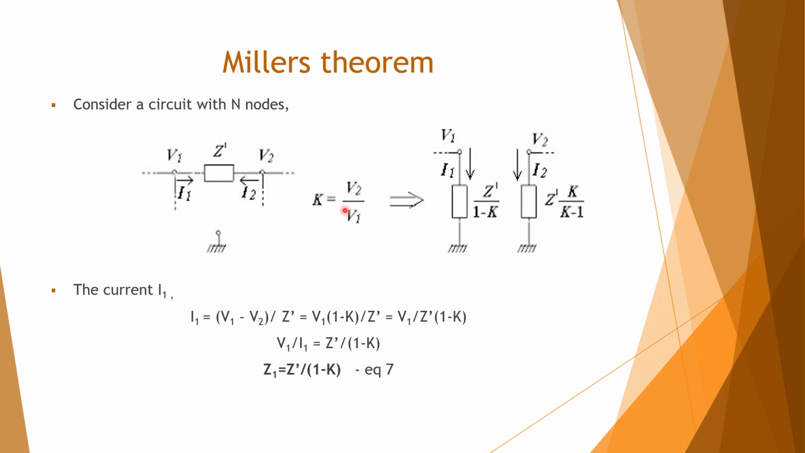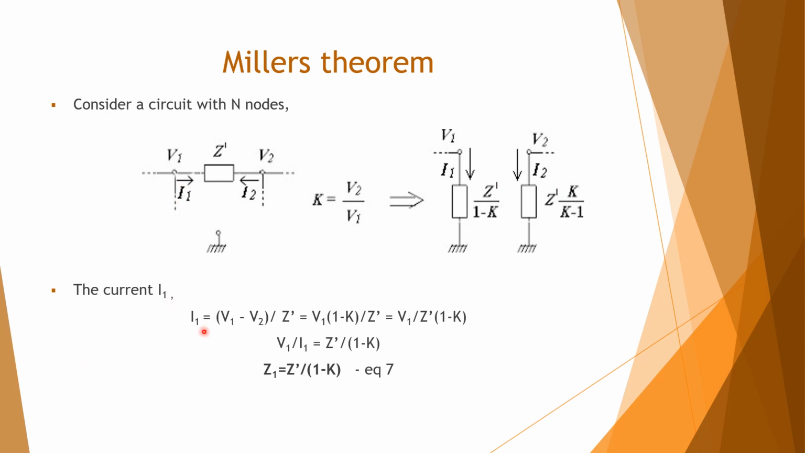If such a situation is there, we can convert this circuit to two resistances, one connected from one node to ground, and again one from the other node to ground. These resistances are defined by Z dash by 1 minus K, and Z dash into K by K minus 1, or otherwise Z dash by 1 minus 1 by K. So we can derive these two equations like this.